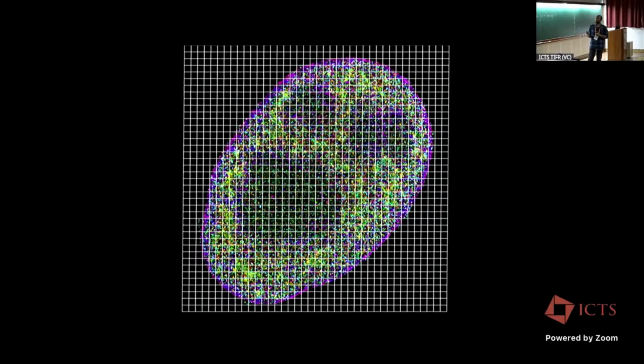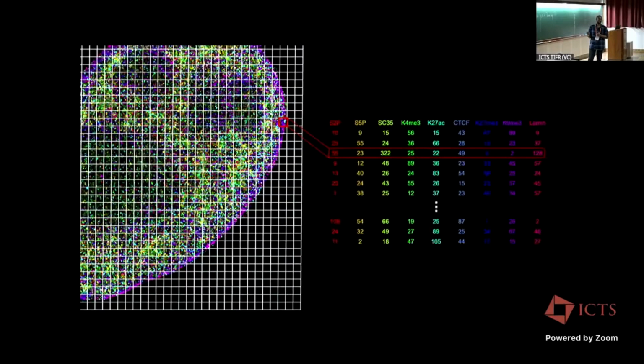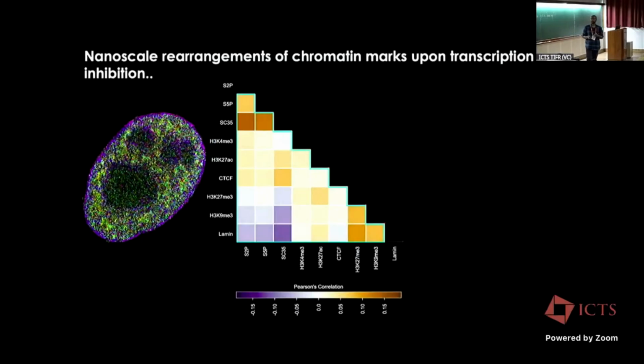And now what we do is, if we take a simple grid over here and we count the number of localizations coming from each target in a grid, this will give us a pattern which gives us a sort of global correlation between each target with respect to each other. If we look at this cell, we can see expected patterns of co-localization, where the active transcription machinery is well correlated with the nuclear speckles where splicing has to take place. The heterochromatin machinery is mostly uncorrelated with the euchromatin. So this lays the groundwork that what we are seeing is actually true.